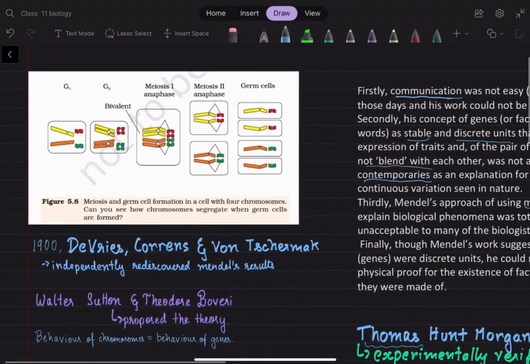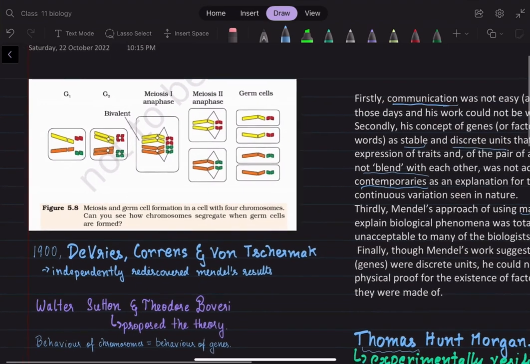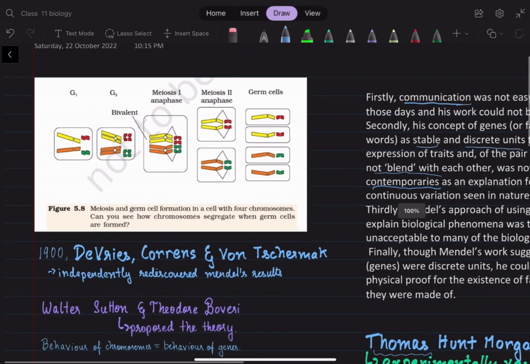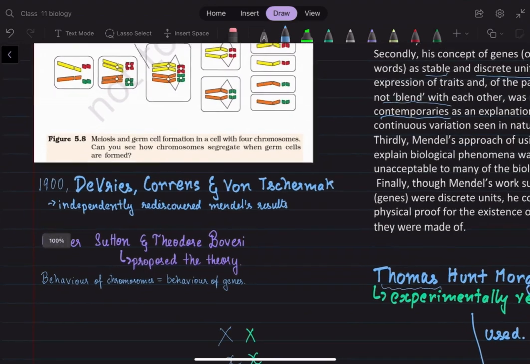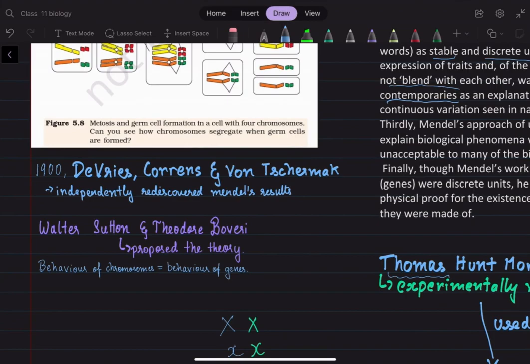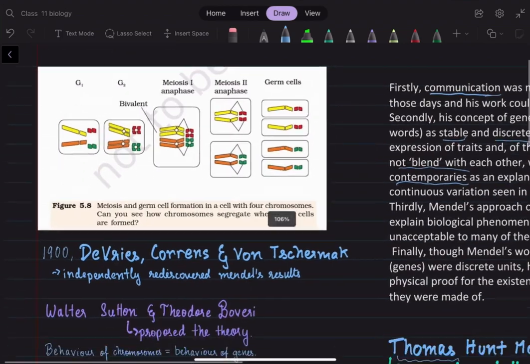So what happened later, in 1900, De Vries, Correns, and von Tschermak independently rediscovered Mendel's results, and they were pretty much surprised to see that all his principles of inheritance were true, and they verified them. Later, two other scientists, Walter Sutton and Theodore Boveri, proposed the chromosomal theory of inheritance.